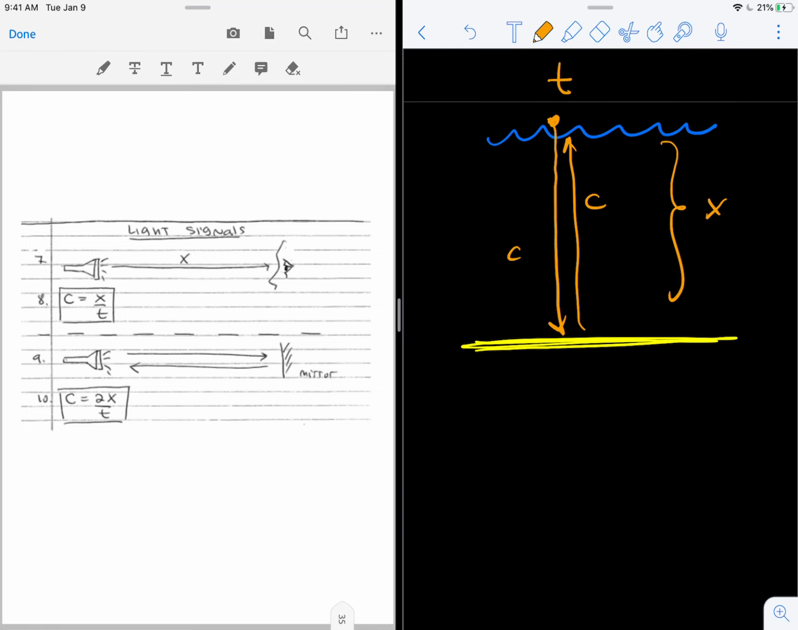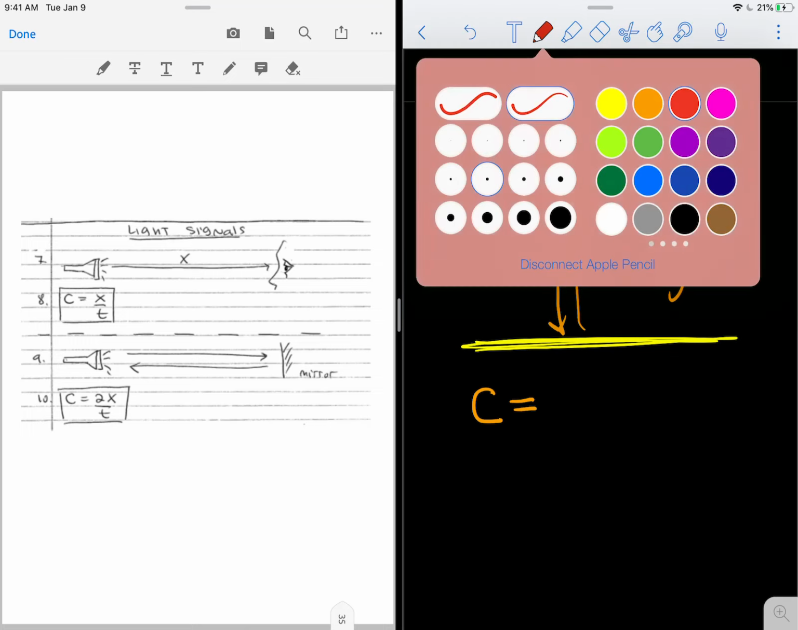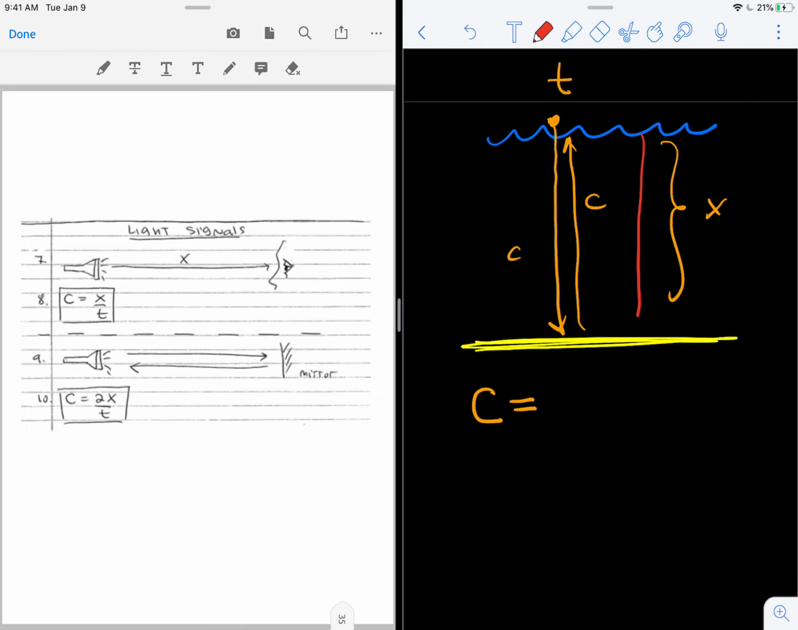So in this case here, the speed of light, or the velocity, is going to equal the distance traveled, but the distance traveled was x one way down and also x again upwards. So it's going to travel a distance of 2x divided by time. So you can use this equation here to actually measure distance if you send a signal, if the signal travels back and forth.